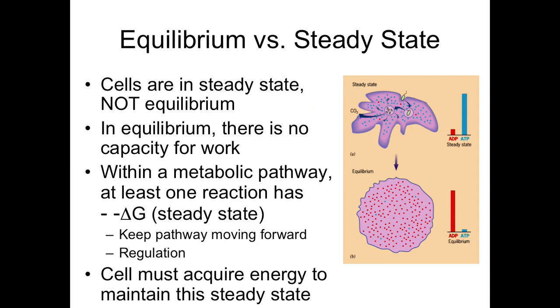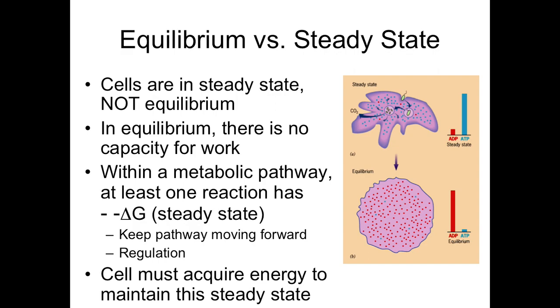All right, and because of the concentration effects, the cell does not want to be at equilibrium, right? Because at equilibrium, there's no capacity for work. At equilibrium, delta G equals 0. There's no capacity for work. And so cells have lots and lots of work to do.